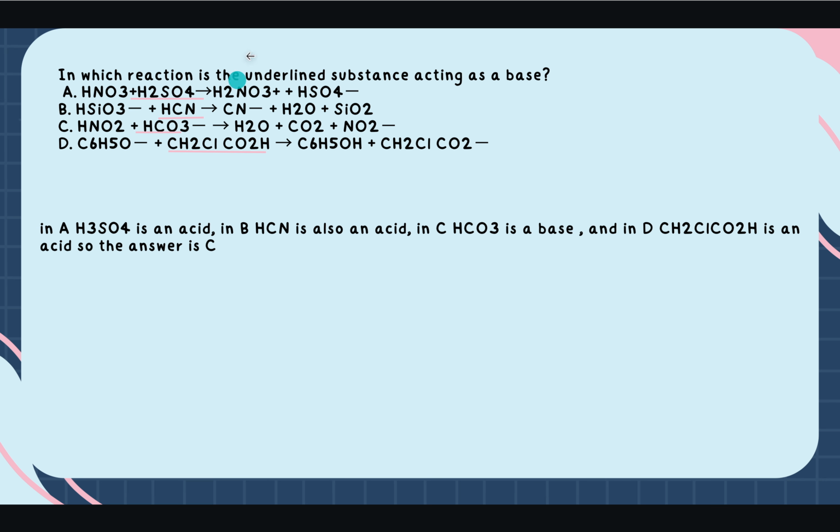Next question. In which reaction is the underlying substance acting as a base? So here are the underlying substances. In option A, H2SO4 is an acid, typo guys. In option B, HCN is also an acid. In option C, HCO3 is a base, and in option D, CH2ClCO2H is an acid. So the answer is C. Ta-da!